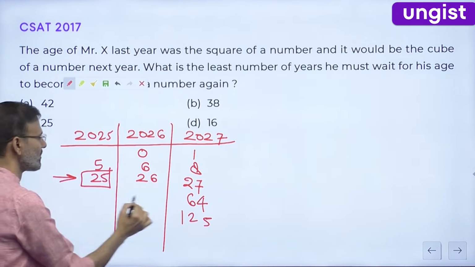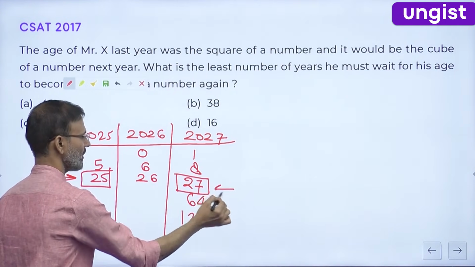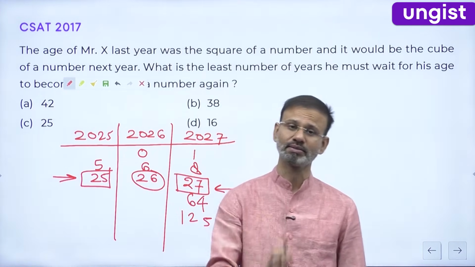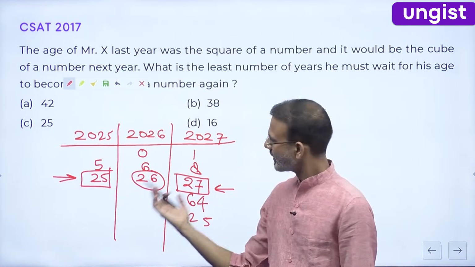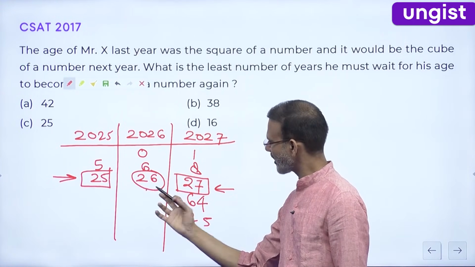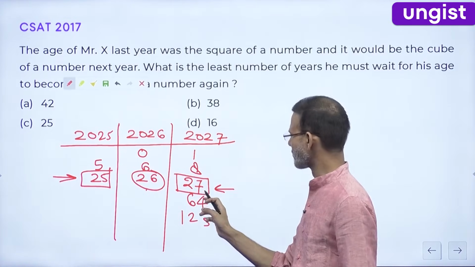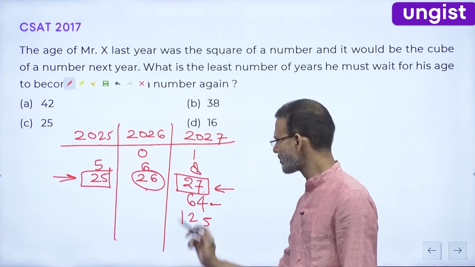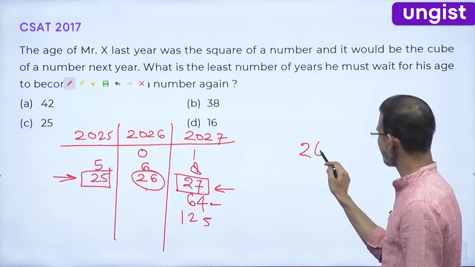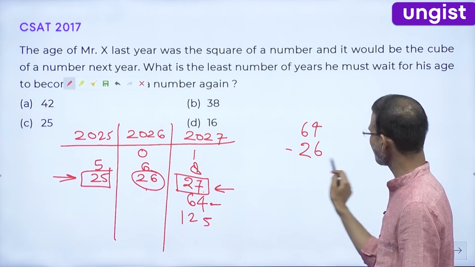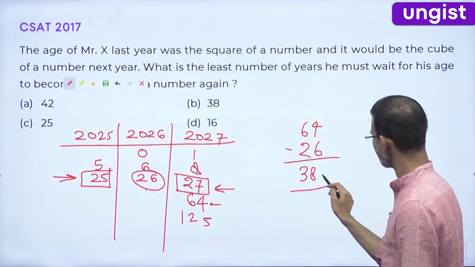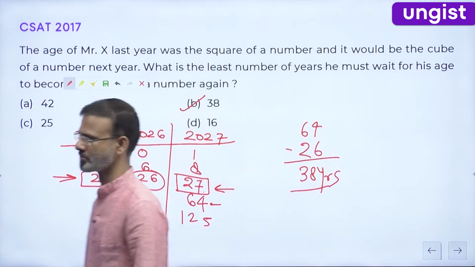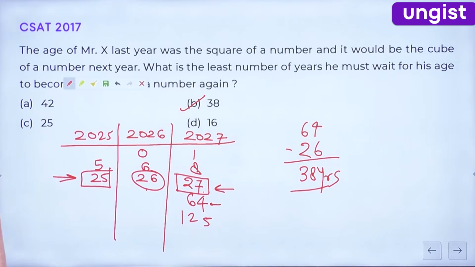This is the perfect square number. This is the perfect cube number. It means Mr. X, the present age of Mr. X is 26. ठीक? Now after some year his age will become a cube of a number, right? So next year वाली तो बात हो नहीं रही है, अब ये वाली बात होगी आपकी, right? So currently he is 26 years, he has to wait till 64. So for how many years he has to wait? He has to wait till 38 years for his age to become a cube number once again. Everybody clear now? ठीक है?